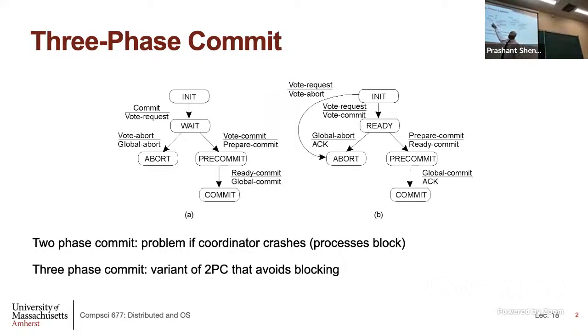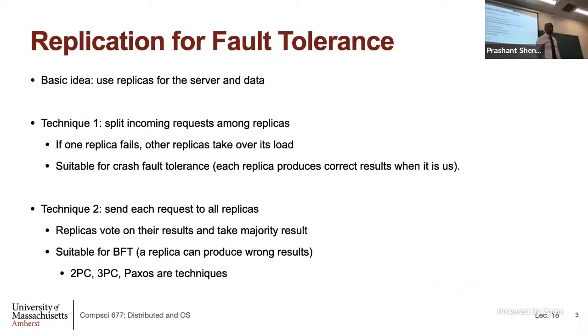So wait can only go to abort or pre-commit. Pre-commit is not a final decision. Only abort is a final decision. Pre-commit goes to commit. That's the only decision. So there is never a doubt which path to take. Okay? Because you can always make a safe decision in this case if the coordinator has crashed. So that's the basic idea of how you can get over a coordinator crash. Okay? It does not still solve the full problem, because as we'll discuss in the next two slides, there are issues with two-phase and three-phase commit. Despite solving the coordinator crash problem, there are other problems.